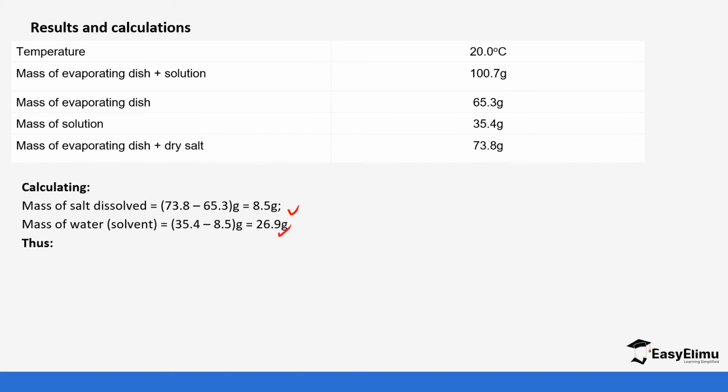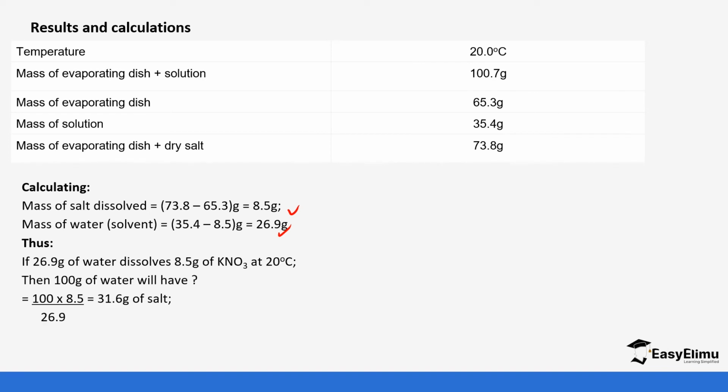So we say that if 8.5 grams can dissolve in 26.9 grams of water, what about 100? So that brings us to this equation, which gives us 31.6. So the solubility of potassium nitrate at 20 degrees Celsius will be 31.6 grams per 100 grams of water. So that's how the weighing is done, and you're able to determine the solubility even from the laboratory experiment.